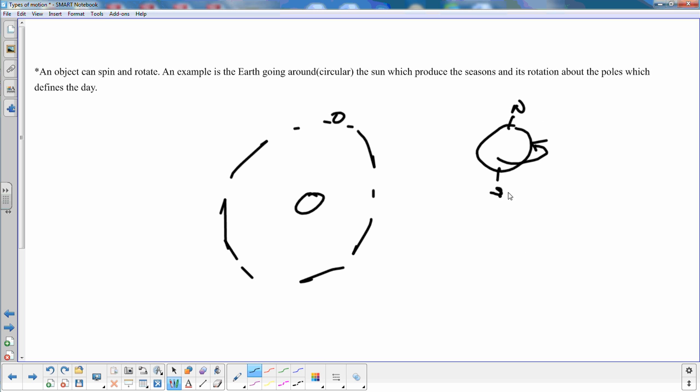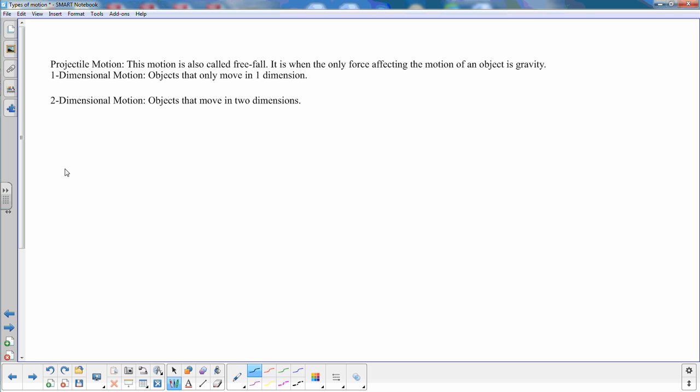Finally, you've got what we call projectile motion. And projectile motion is also known as free fall. It happens when the only force acting on the motion of the object is gravity. Anytime you shoot something or throw something or launch something, it is projectile motion once the object leaves your hand, or, if it's a rocket, once the fuel runs out. You're essentially dealing with a ball that you've thrown up, and the ball is going up, and gravity is the only thing acting on it, pulling it back down. You've got gravity pulling it back down.